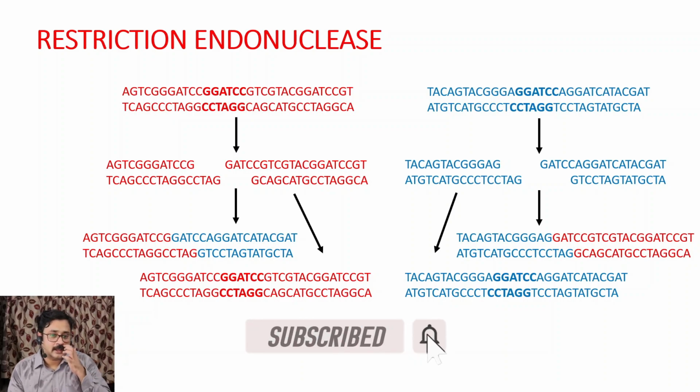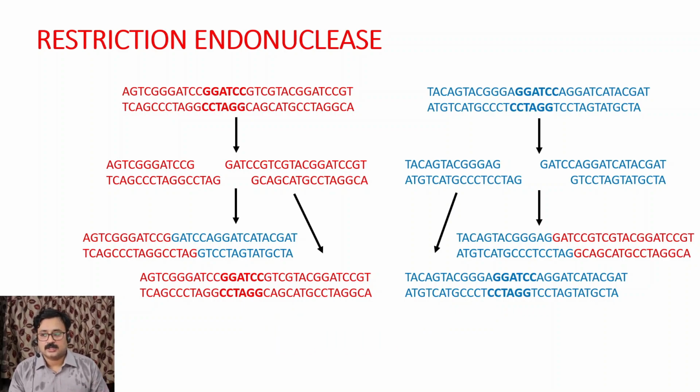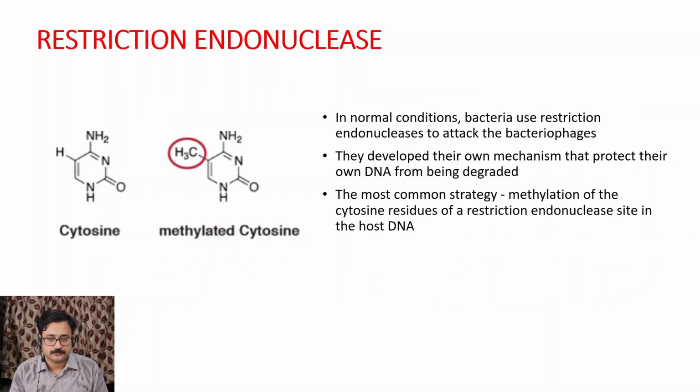And as a matter of fact, among these two, the blunt end producing and the staggered end producing restriction endonucleases, the staggered end or sticky end producing one is preferred in recombinant DNA technology.